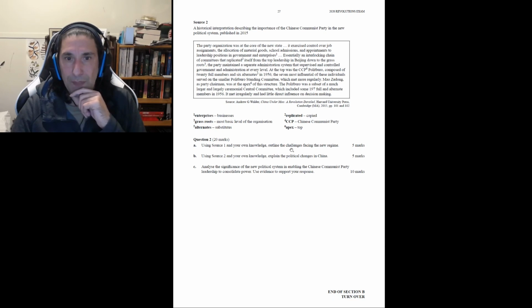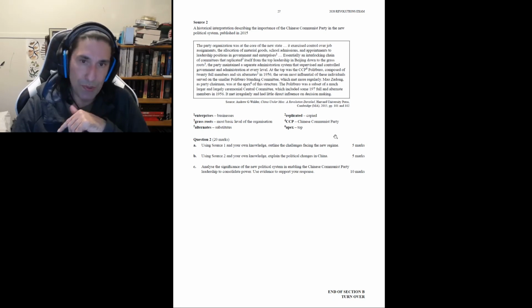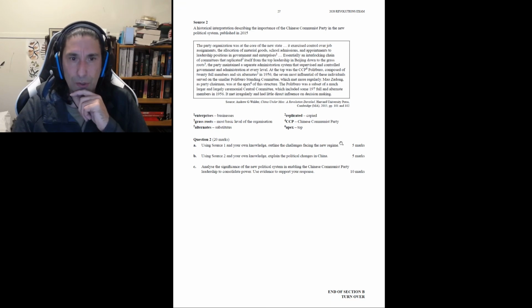So outline the challenges facing the new regime. The economic challenge, that's the key there. That's what you can talk about there. You can talk about the first 5-year plan, the policies that were implemented there, which led to increased industrial growth, increased coal output, steel output, and so forth. Lots to talk about there.